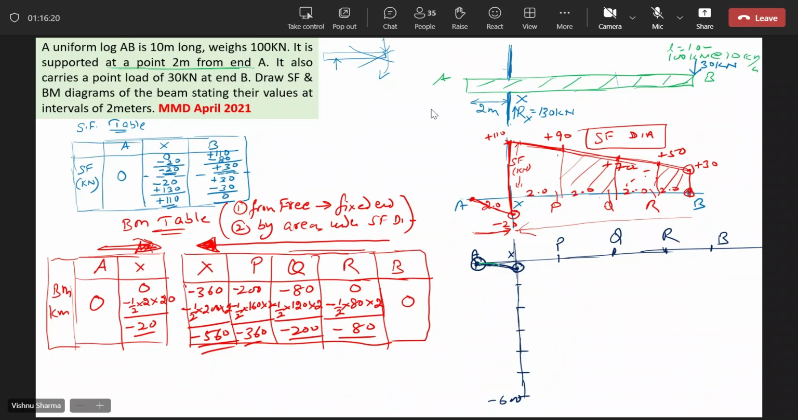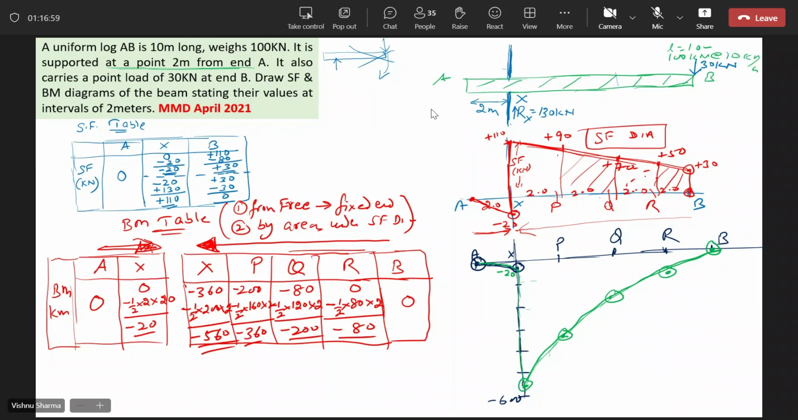Will this A to X be like this, guys? Up to minus 20? Yes or no? Am I right? Yes, sir. Then it is 0 at B. It is minus 80 at R. It's minus 200 at P. It's minus 360 at this. And it's minus 560 here. This will be the bending moment diagram here.